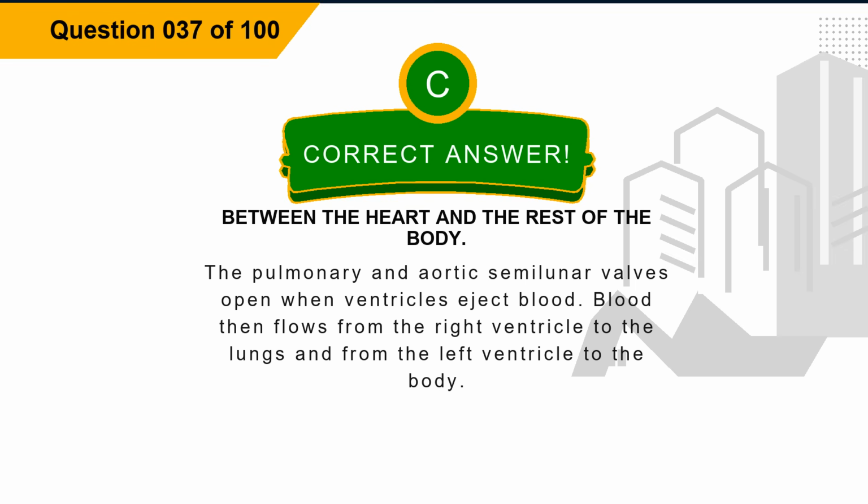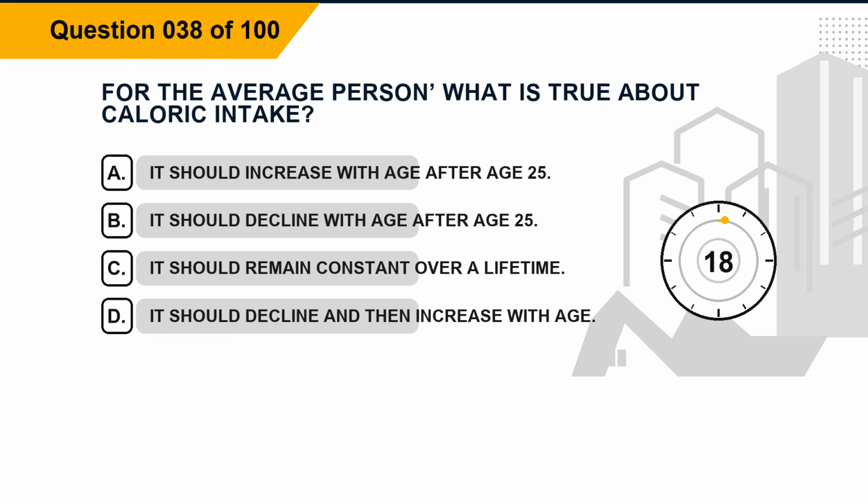Explanation. The pulmonary and aortic semilunar valves open when ventricles eject blood. Blood then flows from the right ventricle to the lungs and from the left ventricle to the body. Question 38. For the average person, what is true about caloric intake?